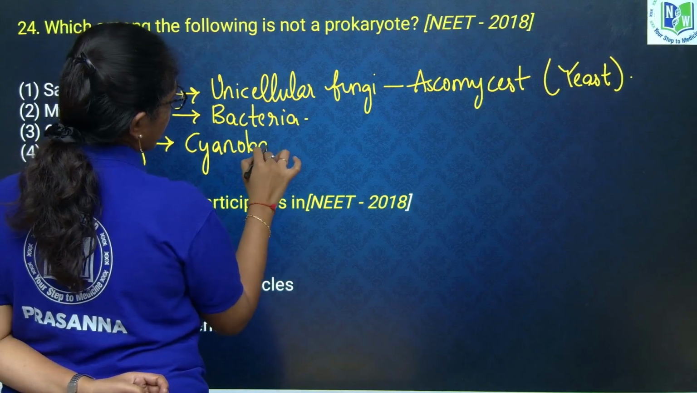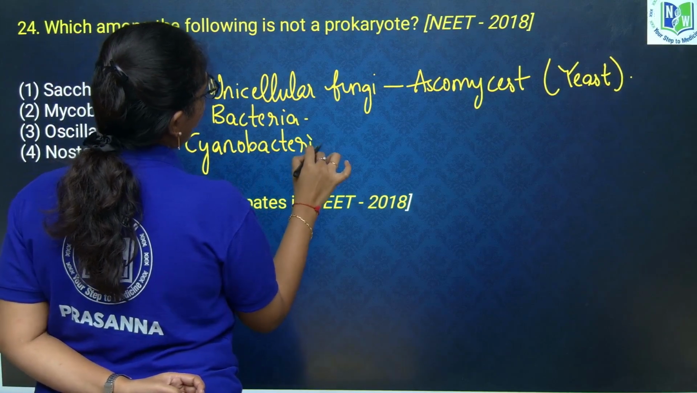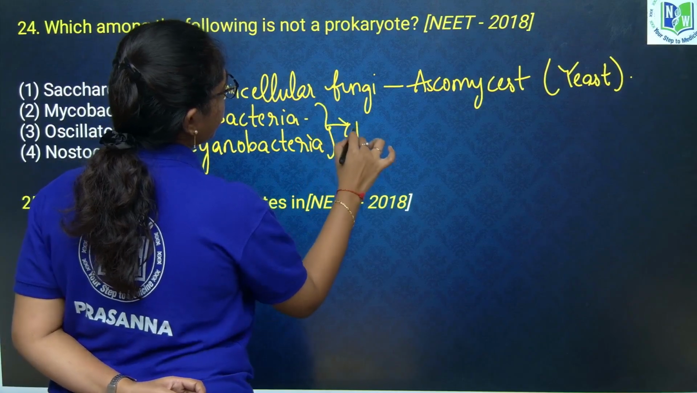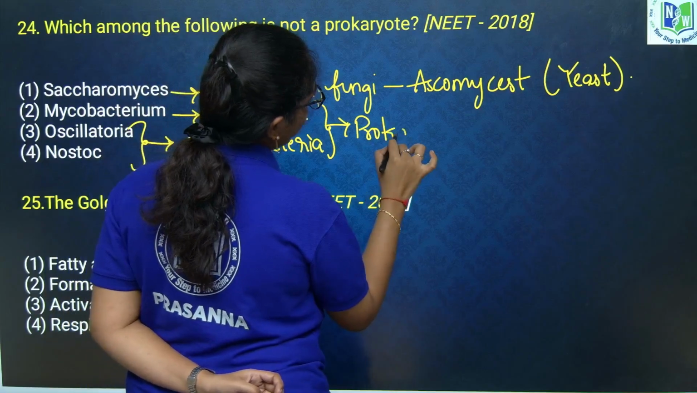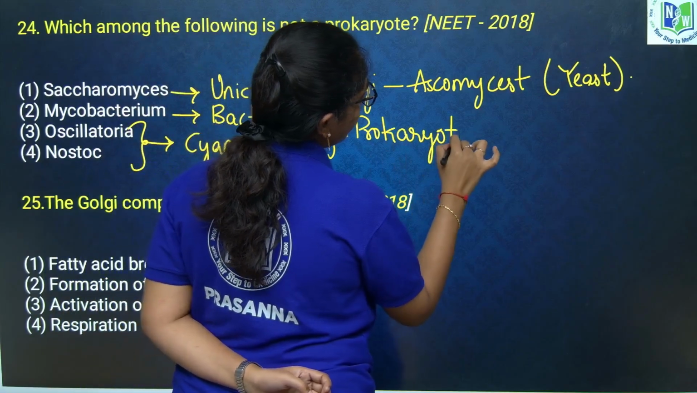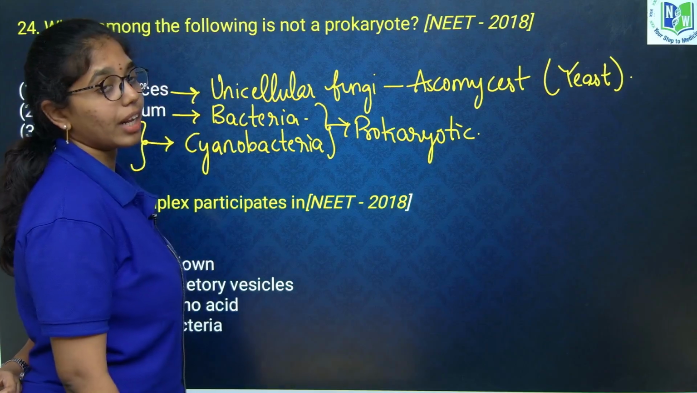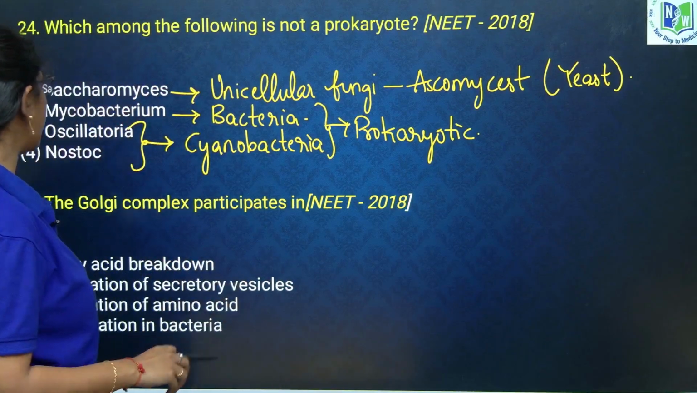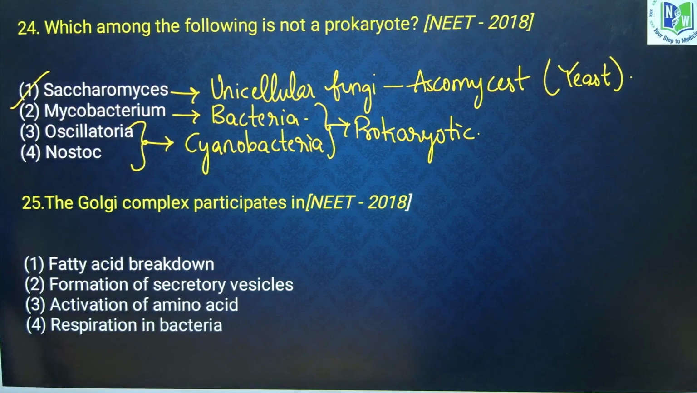Cyanobacteria. They are what? Both of them are prokaryotic. They don't have membrane bound organelles or a membrane bound nucleus. So our answer is 1.